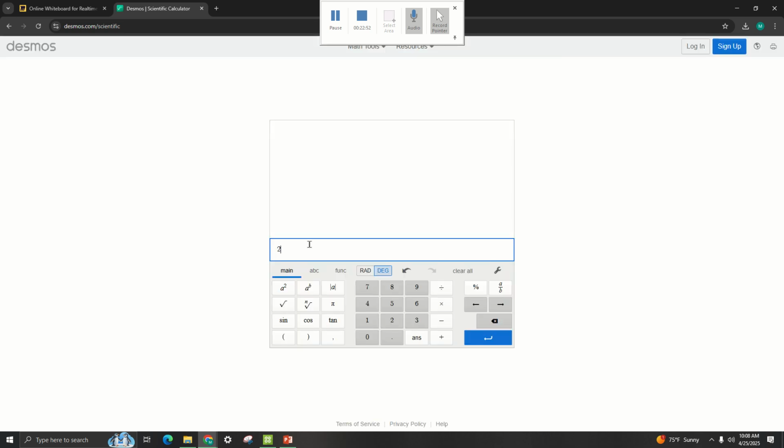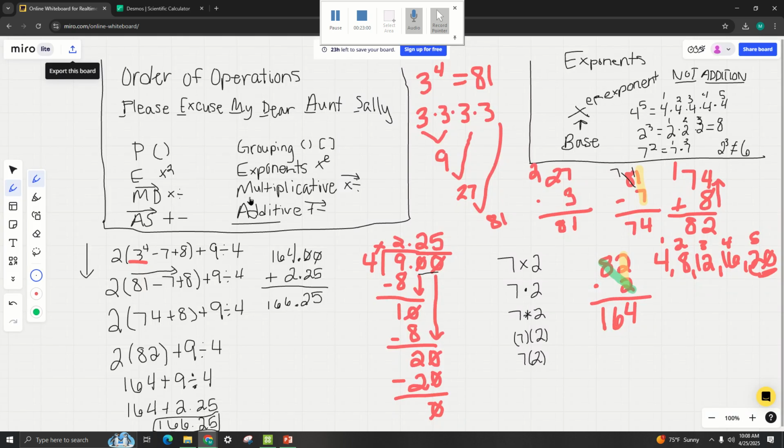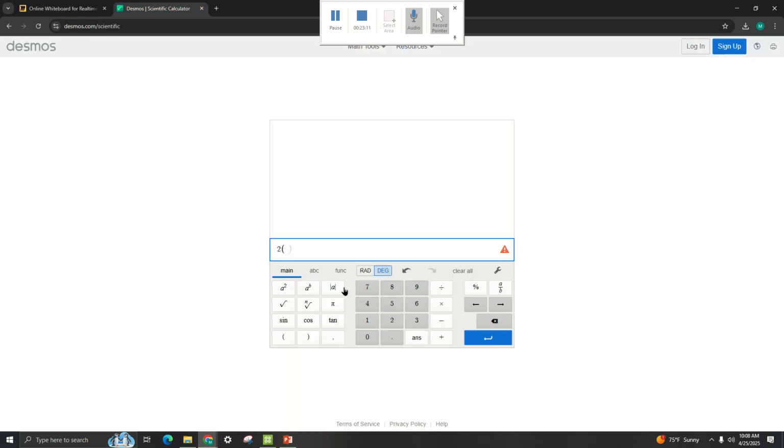There we go. So I have 2, and then inside my parentheses, let's look. I should probably write this on a piece of paper so I don't have to go back and forth a bunch and wait for things to load. Give me just a moment. Okay, let's go back to Desmos now that I don't have to flip back and forth. So I had 3 to the 4th power, oops, I closed my parenthesis early, minus 7 plus 8, now I close my parenthesis, plus 9 divided by 4. Notice how it turned it into a fraction.